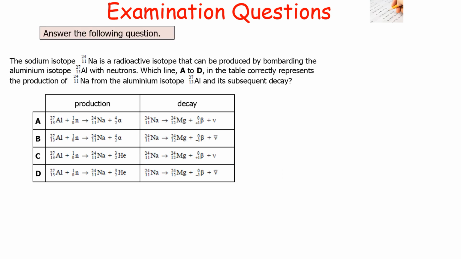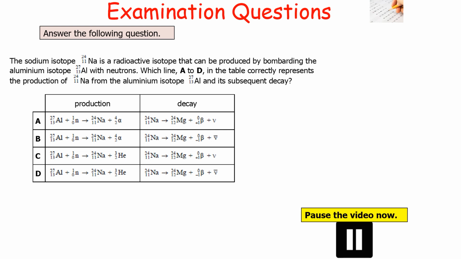The next question says, the sodium isotope 24/11 Na is a radioactive isotope that can be produced by bombarding the aluminium isotope 27/13 Al with neutrons. Which line in the table correctly represents the production of 24/11 sodium from the aluminium isotope 27/13 Al and its subsequent decay? So pause the video now, then unpause the video when you want to go through your answer.